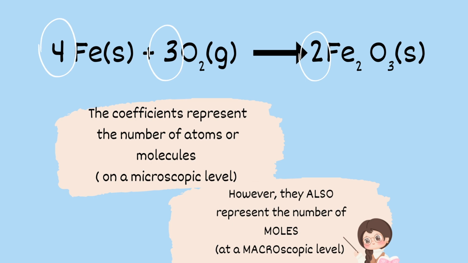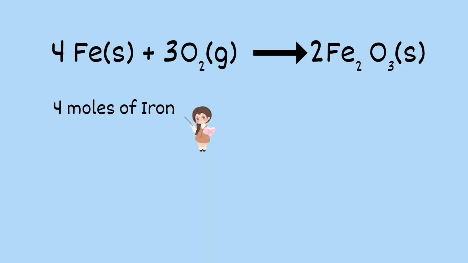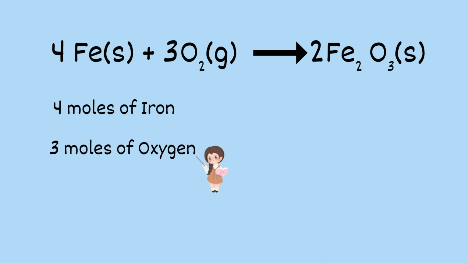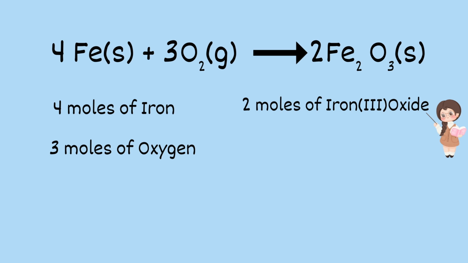Now, if you're confused and wondering why that is, I know it's confusing, but I'm not going to go over it in this particular video. So I will probably make another video on that. But for now, just accept the fact that the coefficients can represent both the moles and the number of atoms and molecules. So for example, in this chemical formula, there are 4 moles of iron that react with 3 moles of oxygen, and this creates 2 moles of iron 3 oxide.